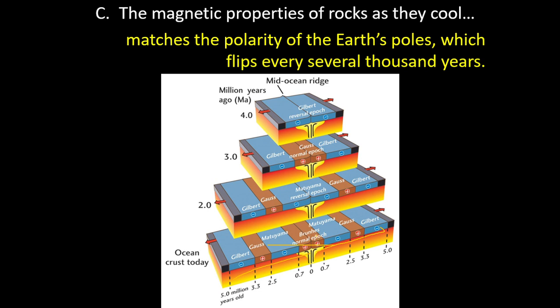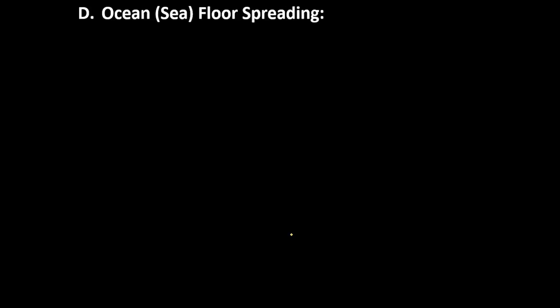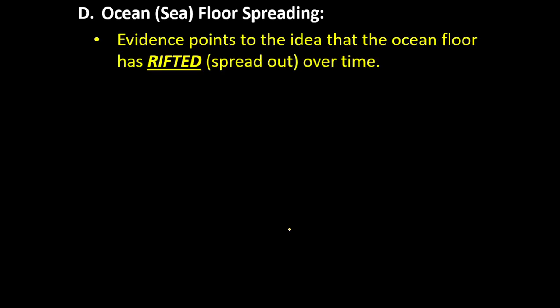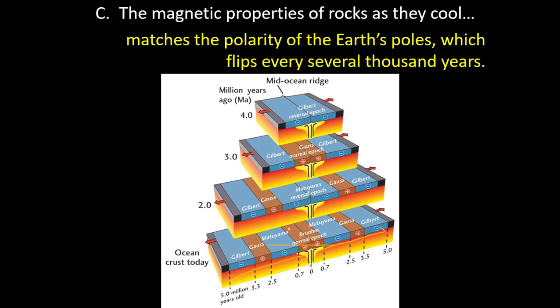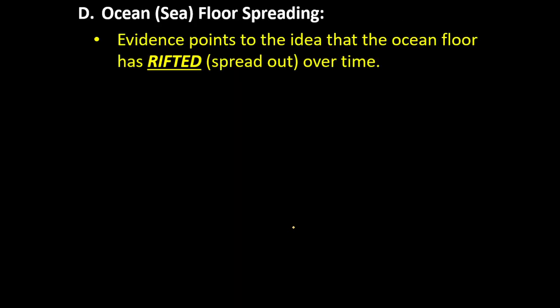So Earth's north and south poles have switched. I believe roughly every 10 to 20,000 years or so, Earth's magnetic north and south poles switch, meaning the polarity of it. So the magnet inside the Earth switches. What this causes is ocean or sea floor spreading. It's kind of seen here, but when the ocean floor spreads, it's rifted or spreads out over time.